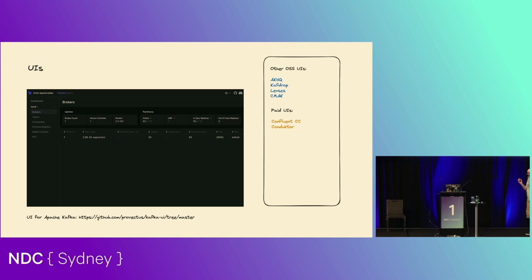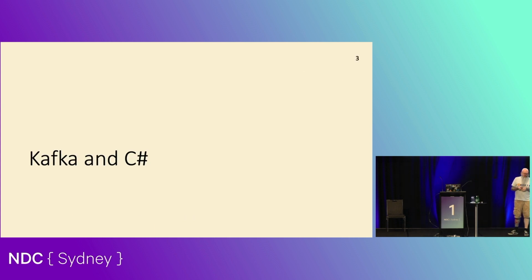Kafka also has a range of UIs. This one up here is Kafka UI. You'll see Kafka UI in a few demos later, but there's AKHQ, Kafka Drop, Lenses, and CMAK, which are all basically open source ones, and there are paid ones from Confluent and Conductor. So a whole range of UIs, and they'll let you see topics, investigate messages. So if you'd rather work with a UI, you're still supported.